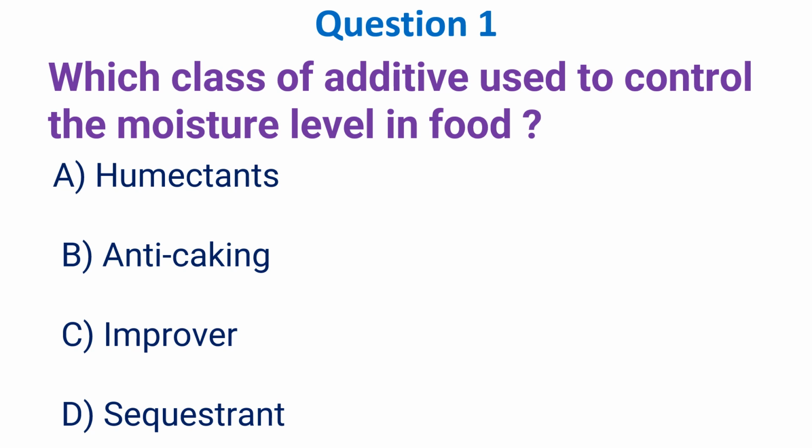The first one is humectant. What is humectant? Humectants are substances that attract water. Examples of humectants are glycerin, sorbitol, sodium lactate, and honey. What is the main role of humectants? It is to bind the water and control the water activity of the product.